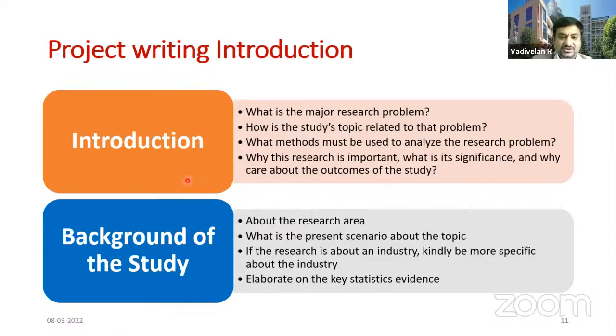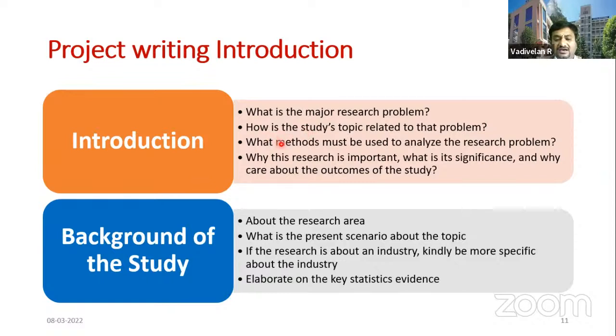So the first thing in writing the introduction: what is the major research problem today which is existing nationally and globally? We should know what the problem is. And then next, we should know the topic which is related to that problem. Normally when we are researching the topic, it should not be very vague or uninformative. It should be short, precise, and give exact information.